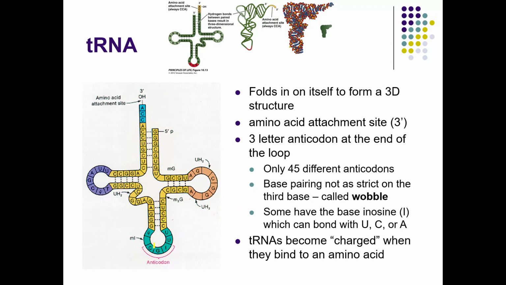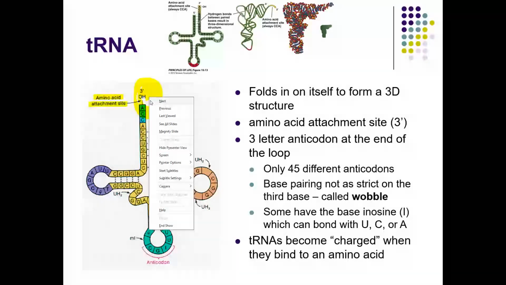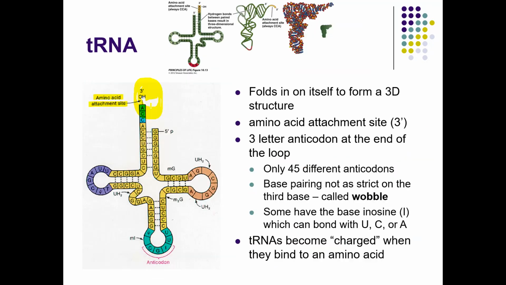So there's 2 important locations on my tRNA molecule. One is at the 3' end. This right here is where a particular amino acid is going to attach to my tRNA molecule. The other important site is down here at the opposite end, at this bottom loop. Down here we're going to have a 3-letter sequence called an anticodon.